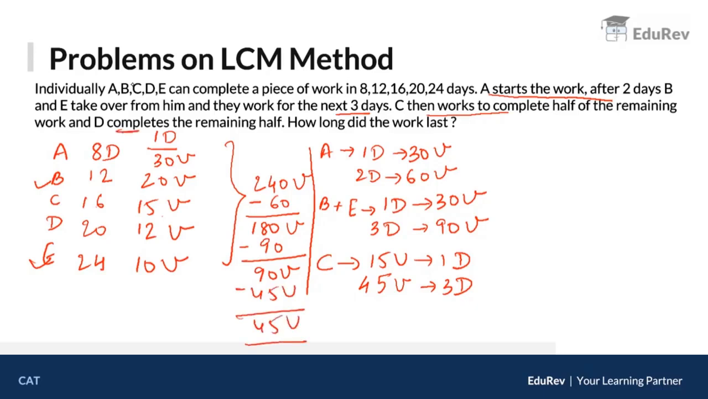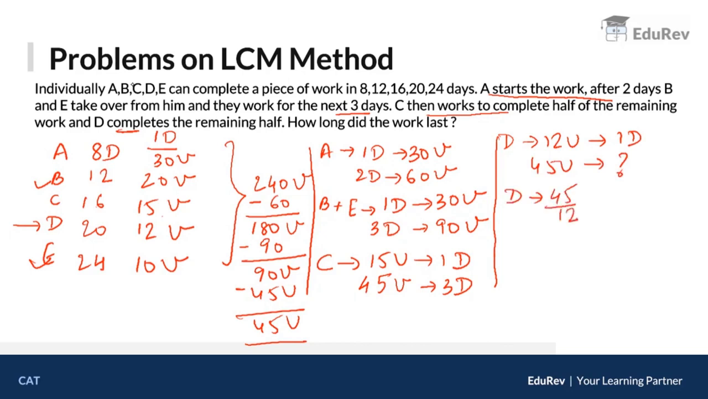And then they are saying D completes the remaining half. Now if D is going to complete the remaining half, D has to do 45 units. D does 12 units in 1 day. So how much time will it take to do 45 units? D will take 45 upon 12 days. 45 upon 12, both are divisible by 3. So 3 4s are 12, 3 1s are 3, 3 5s are 15. So D will take 15 by 4 days. If you convert it, your base will be 4. 4 3s are 12. You have 3 extra. So 3 by 4 days.